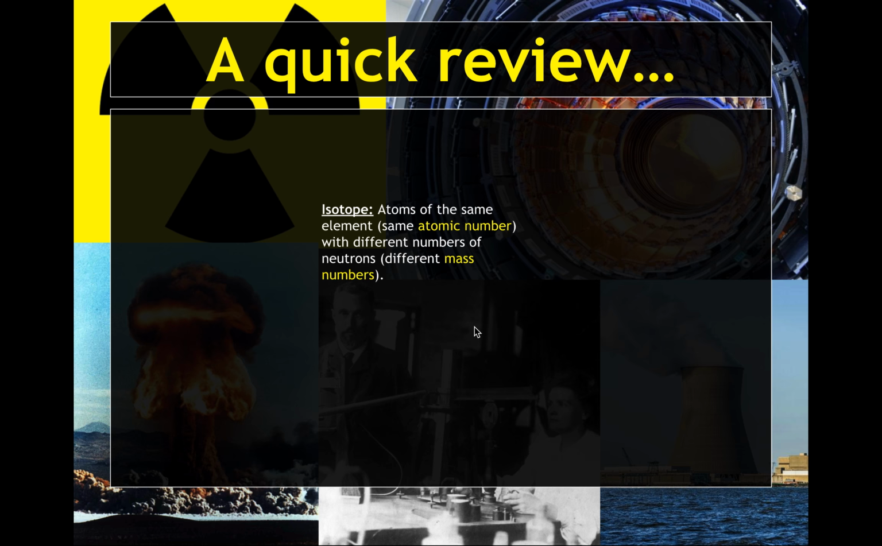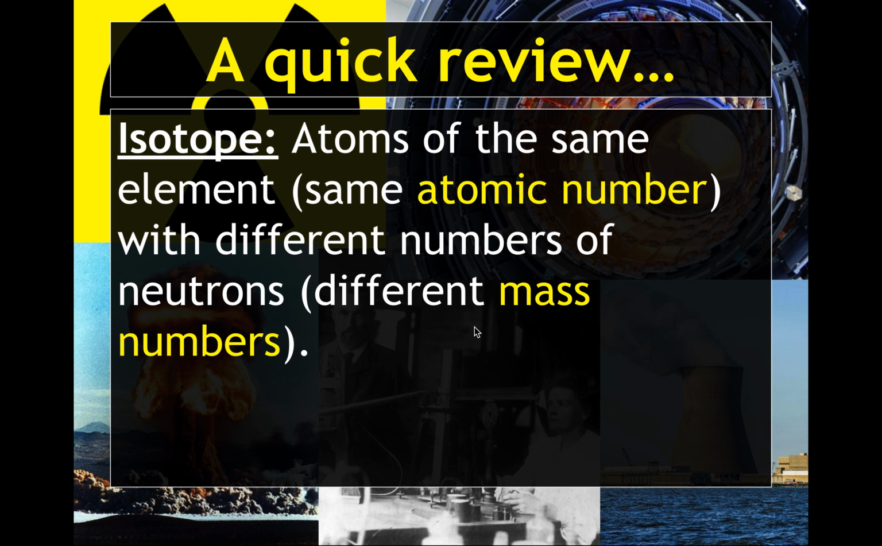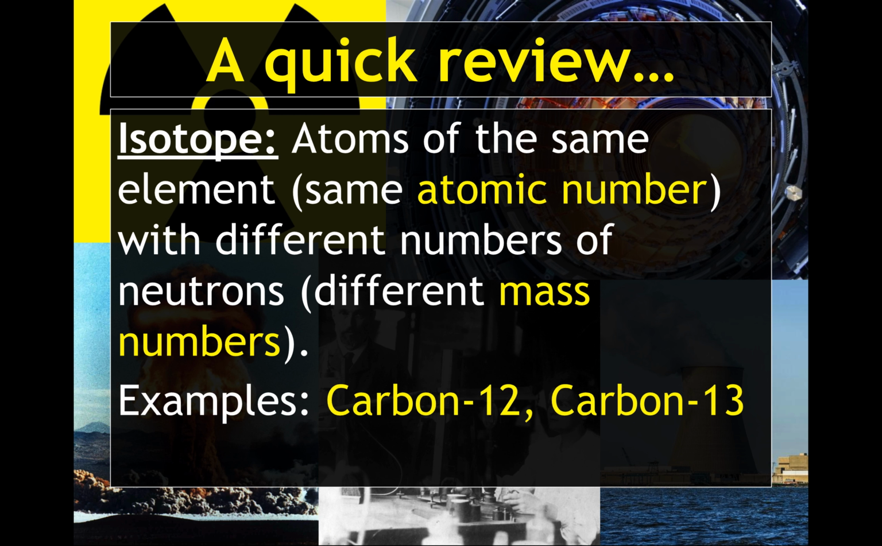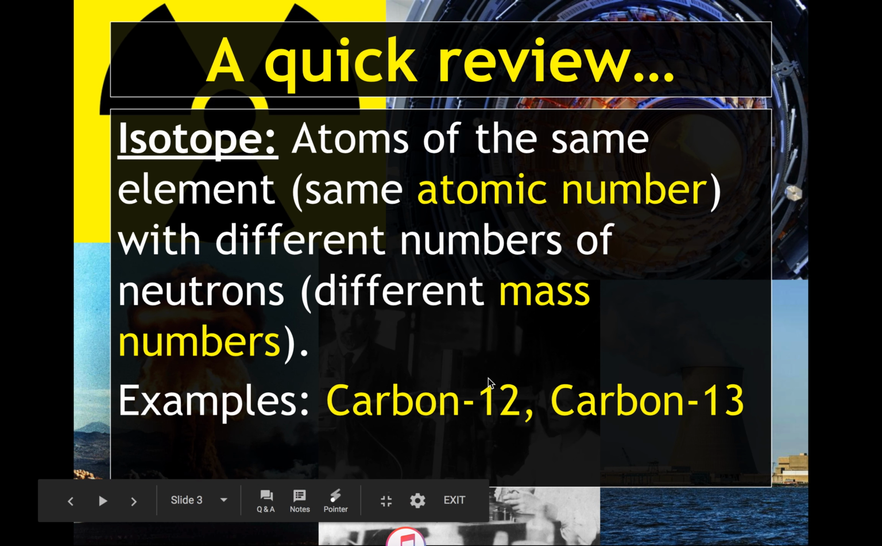A quick review. Remember that isotopes are atoms of the same element, which means that they have the same atomic number, or same number of protons, and they have different numbers of neutrons, which means that they'll have a different mass number. Remember, mass number is determined by protons plus neutrons. An example would be carbon-12 and carbon-13. Carbon-12 would have 6 protons, carbon-13 would have 6 protons, but carbon-12 would have 6 neutrons, carbon-13 would have 7 neutrons.